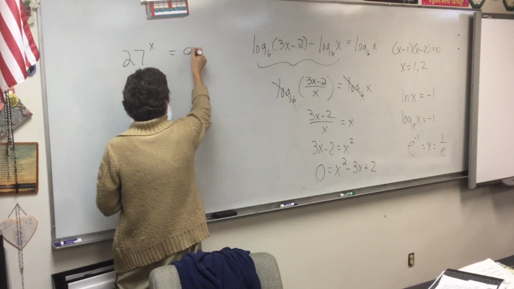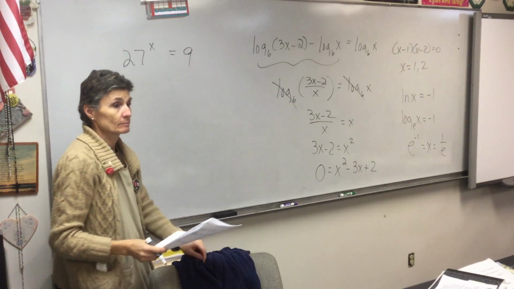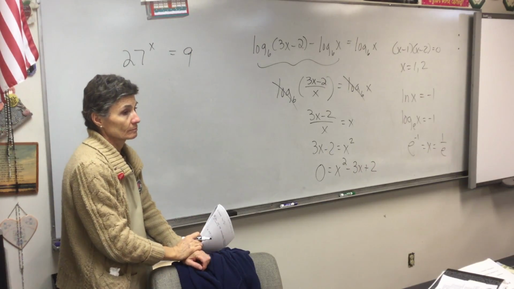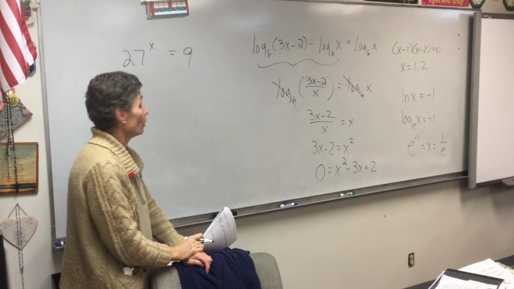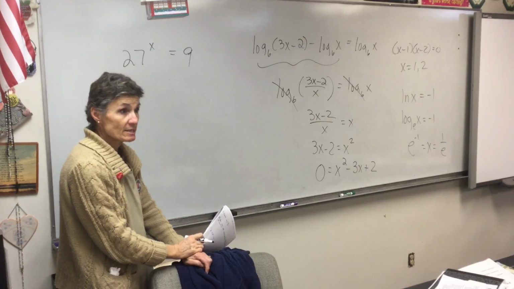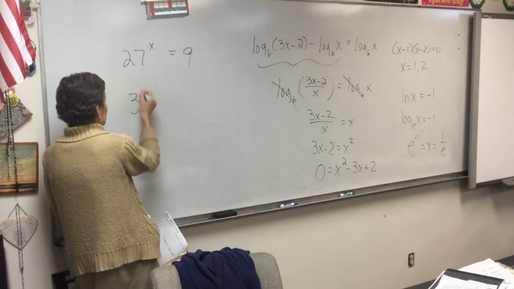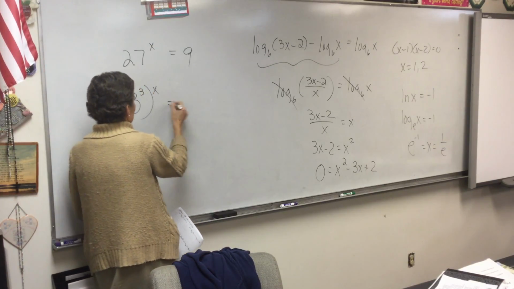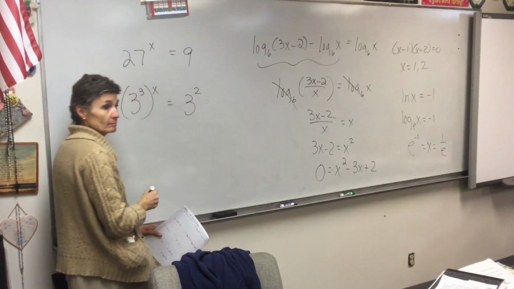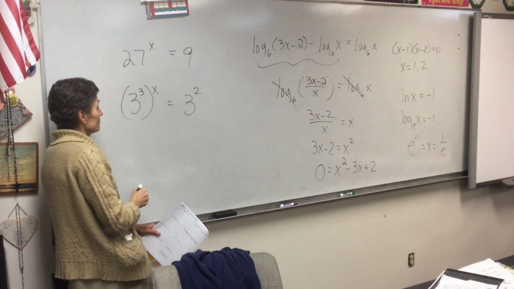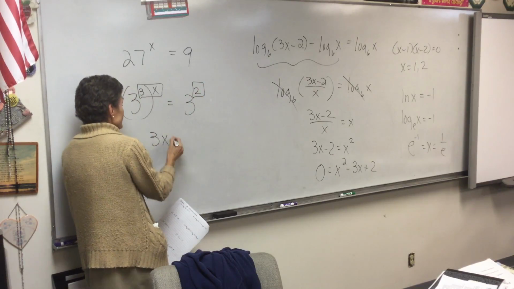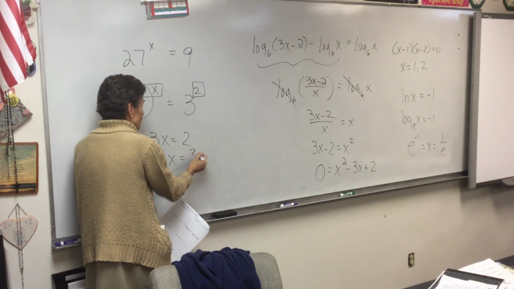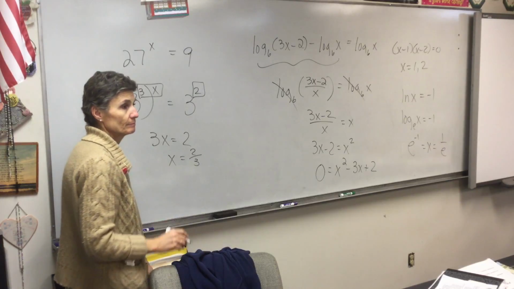27 to the x equals 9. So change 27 and 9 both into 3's. So 3 cubed and 3 squared. So 3x equals 2 and x equals 2/3. What do you think about that?